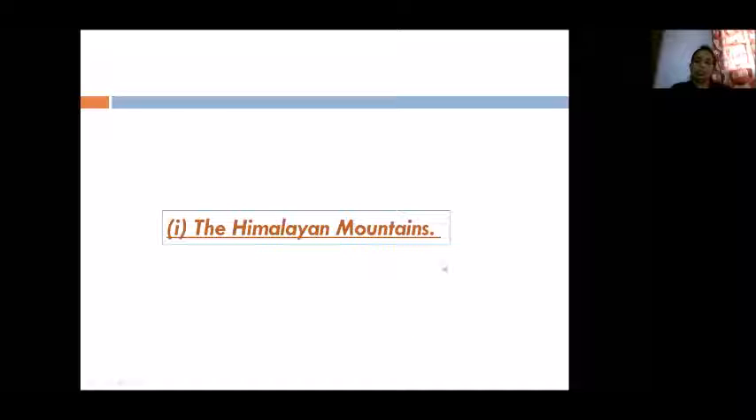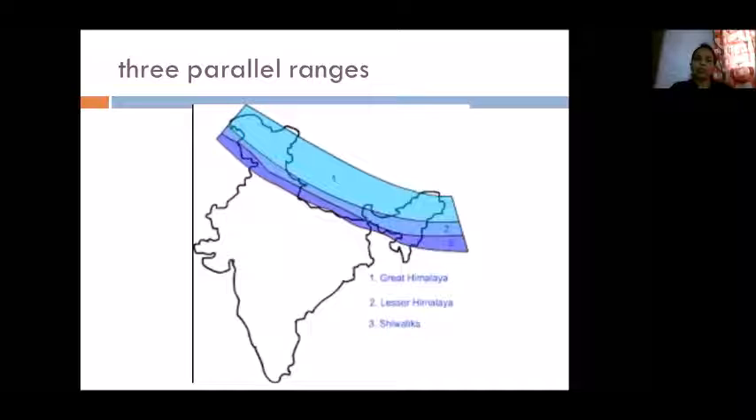The first physiographic division is the Himalayan mountain, which lies at the north of the country. This is the northern border of the country. It is not only the border; in other ways also it helps the Indian civilization. About the formation of this Himalaya, we are going to see in this part. The Himalaya is divided here into three parts, three parallel ranges: the first one, Great Himalaya, Lesser Himalaya, and Shivalik. About these three ranges we are going to see.